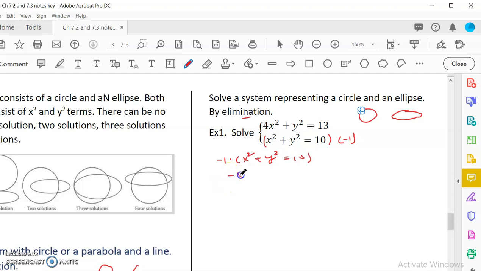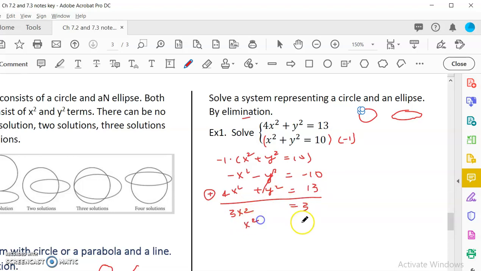So it becomes negative x squared minus y squared equal to -10. So I'm going to add 4x squared plus y squared equal to 13, because elimination means you add them, right? And when I add this, the y squared goes away. I have 3x squared equal to 3, right? So x squared is equal to 1.